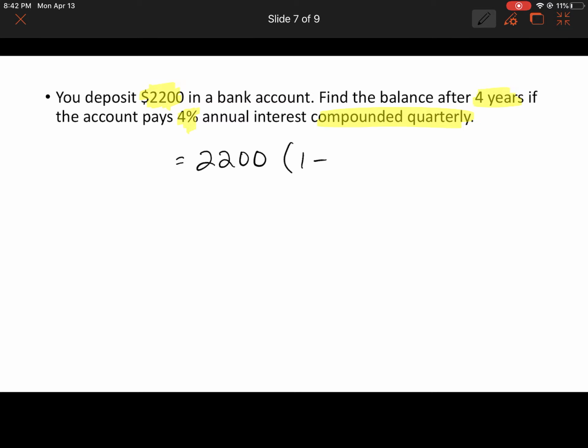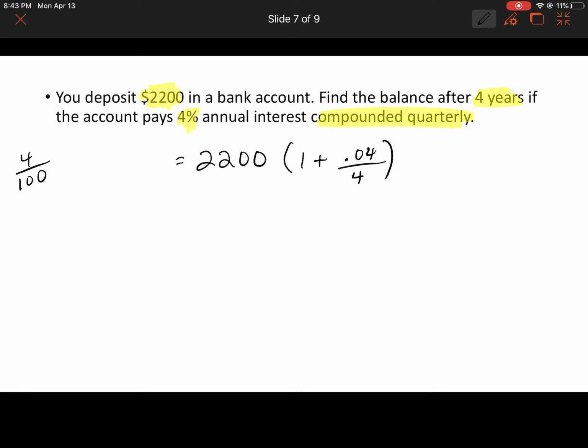Inside of the parentheses, you're going to add 1 plus your interest rate. Since it's 4%, I'm going to take 4% divided by 100. It's going to give me 0.04. It says compounded quarterly, so we're going to be dividing by 4. Quarterly means 4. If you don't remember that, just think of how many quarters are there in $1. There's 4 quarters. So it has to be 4 of them.